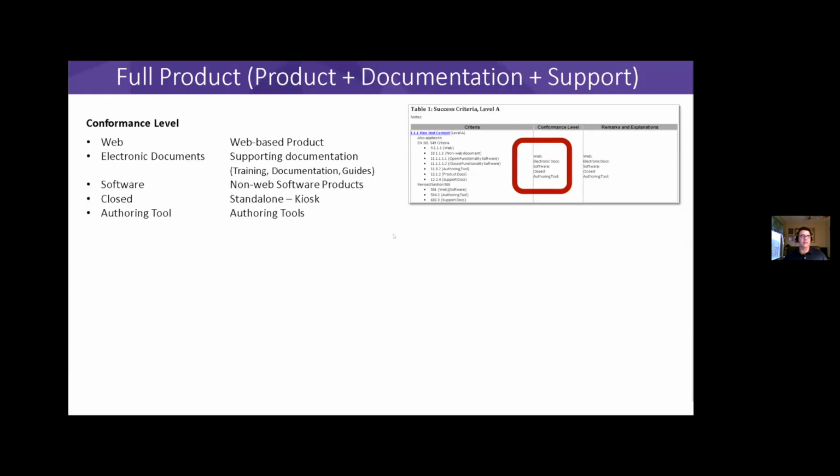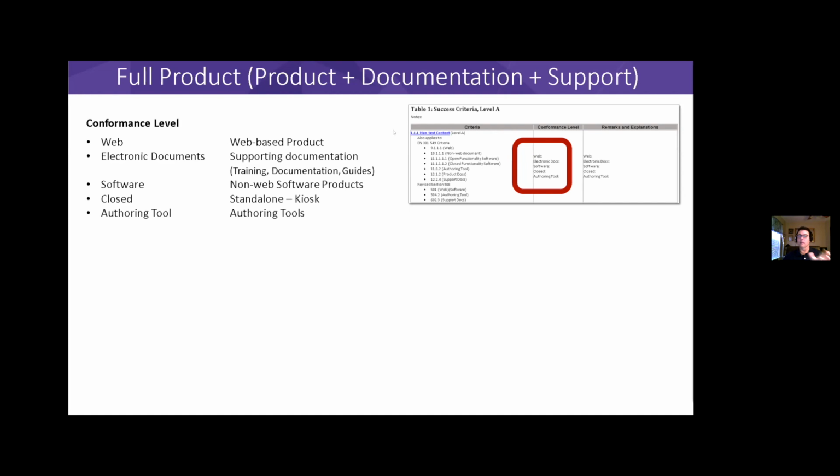So let's get back to the presentation. We're going to look at 508 because I think it's the most comprehensive. When we talk about WCAG, they say you need to report on web, electronic documents, software, closed systems, and authoring tools. You're probably wondering what all that is. Web is probably your main web-based product. In this case, it would be your gateway.